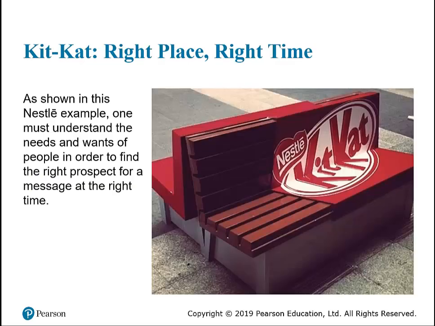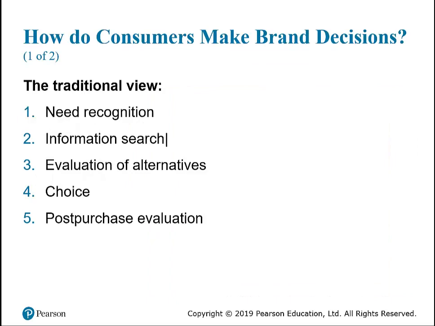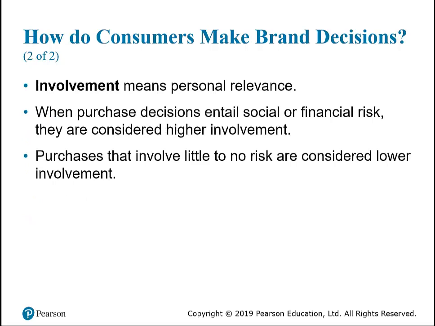In your opinion, does the above example show that Nestle understands people's needs and wants? And if so, how? What does the example say about finding the right prospect for a message at the right time? As you can see, this traditional model of brand decision-making is highly linear. Do you believe this model captures the process that consumers go through in the decision-making process? If not, what do you think is missing? How do consumers make brand decisions?